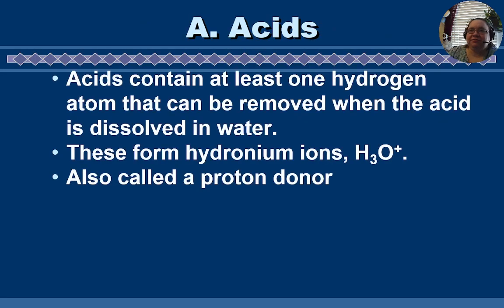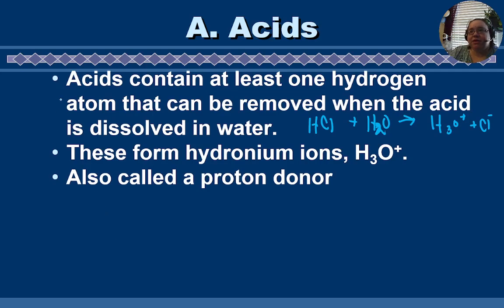So let's define what an acid is. By definition, an acid is a substance that contains at least one hydrogen atom that can be removed when the acid is dissolved in water. So an acid is something that produces hydrogen ions in solution. For example, HCl, hydrochloric acid: when we put it in water, H2O, that hydrogen ion separates and forms what is called hydronium, H3O+, and leaves the chlorine ion all out in the cold.